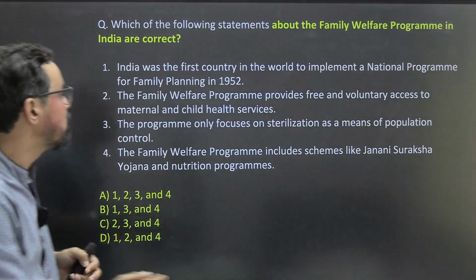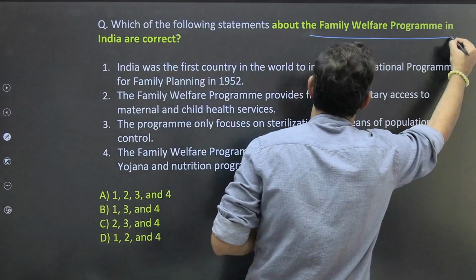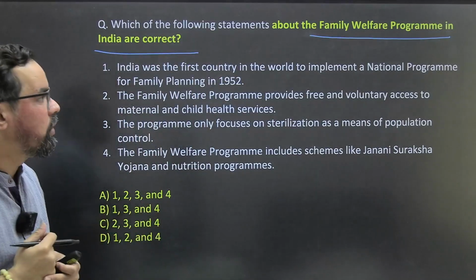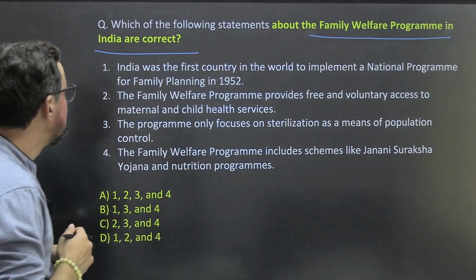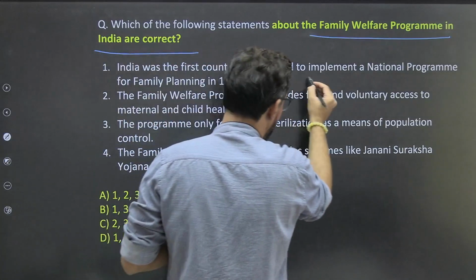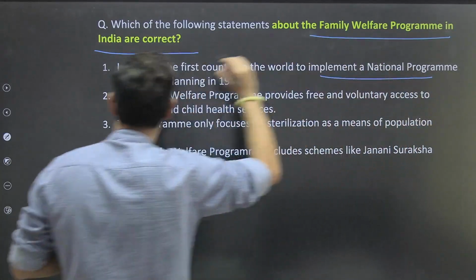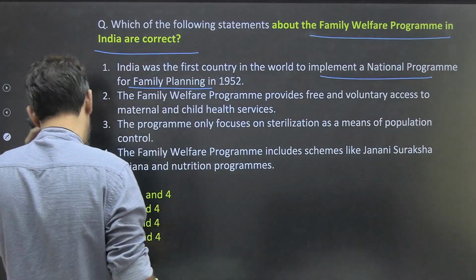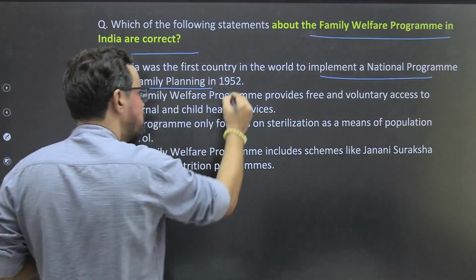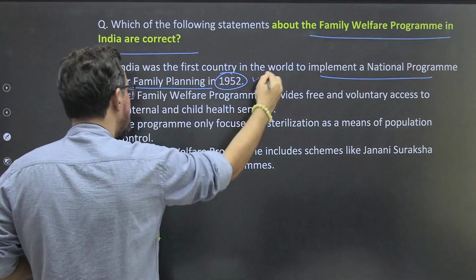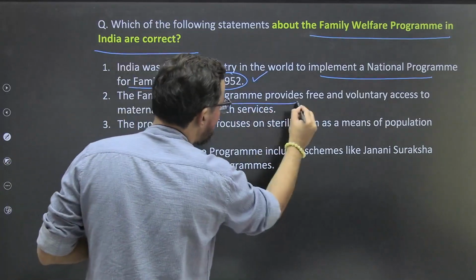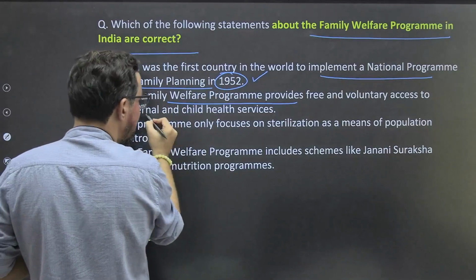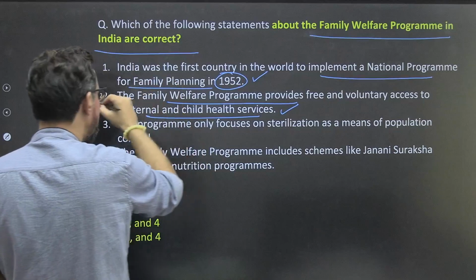Which of the following statements about family welfare programs in India are correct? Okay. India was the first country in the world to implement a national program for family planning in 1952. Yes, this is true. Family welfare programs provide free and voluntary access to maternal and child health services. Yes, we do have a number of services.